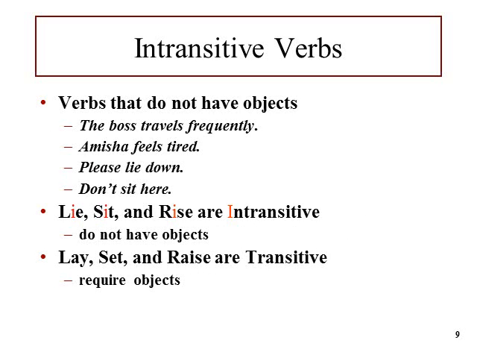Contrast that with our intransitive verbs. Those are verbs that don't have objects, like the boss travels frequently. Amisha feels tired. Please lie down and don't sit here. Well, here are our verbs, but where are the objects? This isn't an object. This isn't a noun. It's not receiving action. Neither is this, nor this, nor this. So lie, sit, and rise are intransitive verbs. They will not take objects, whereas lay, set, and raise are transitive verbs, and they'll require objects.